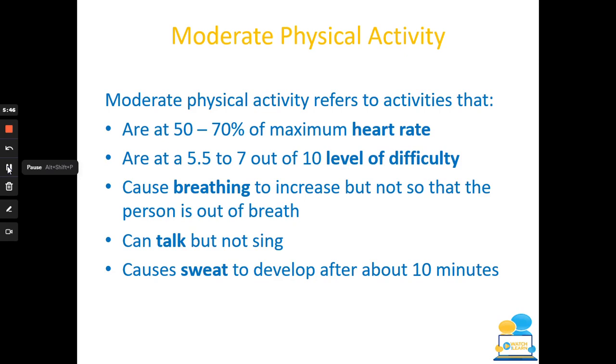So if we look here at our moderate physical activity, we can see all the different intensity measures in the previous slide are used to determine whether we're at moderate physical activity. So we can see we have heart rate, level of difficulty or RPE, we have our breathing, or we have our talk test, and we have sweating. So there are 5 intensity measures or gauges.